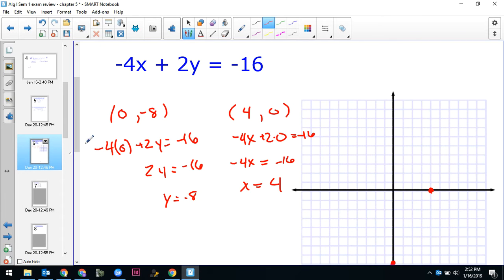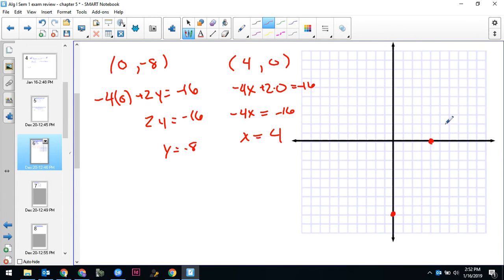So my line, now it's hard to kind of draw lines with this pen that I have here. Do not make fun of my line. Okay, you can make fun of it. I'm not there, so who cares?